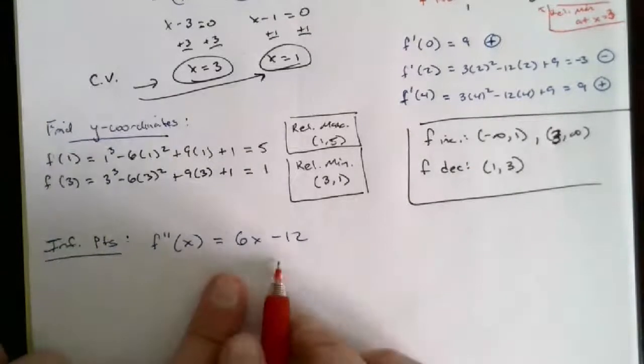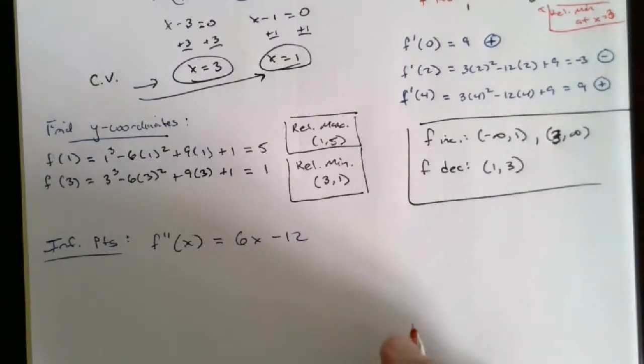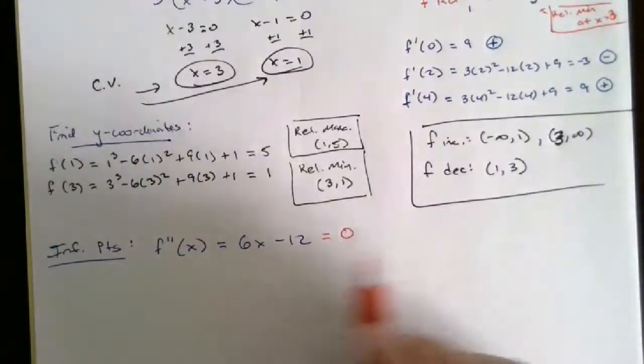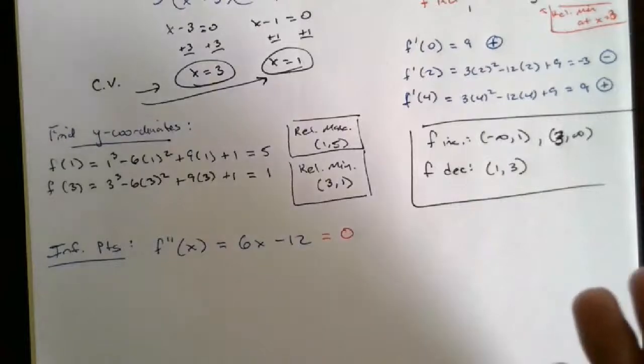This never becomes undefined, so you don't have to worry about undefined points, although if there were any, you'd use those as your critical values, or your possible inflection points. But you set this equal to 0, and you want to solve for x. This will give us a possible inflection point.